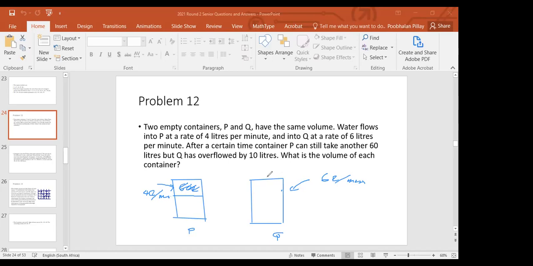But Q has overflowed by 10 liters. So there's been an overflow outwards by 10 liters. Okay, so while this thing has still got 60 more to go, this thing has overflowed by 10. What is the volume of each container? Very interesting problem.